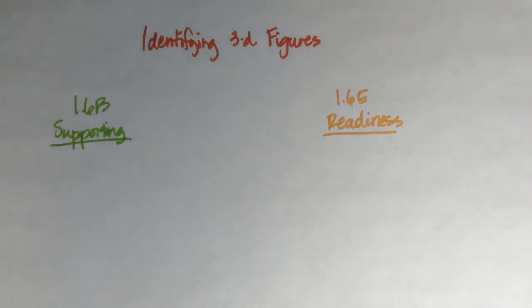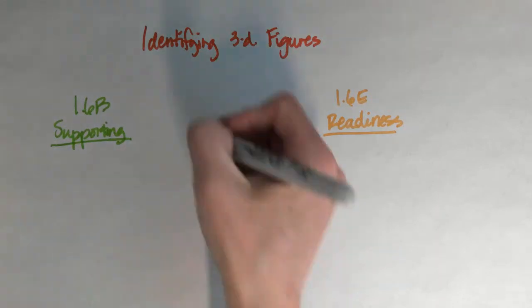In this unit, we are going to work on identifying 3D figures. There are two standards in this unit, 1.6b, supporting standard, and our readiness non-negotiable 1.6e standard. So both of these units are supported by the Kinder Standard K6b.